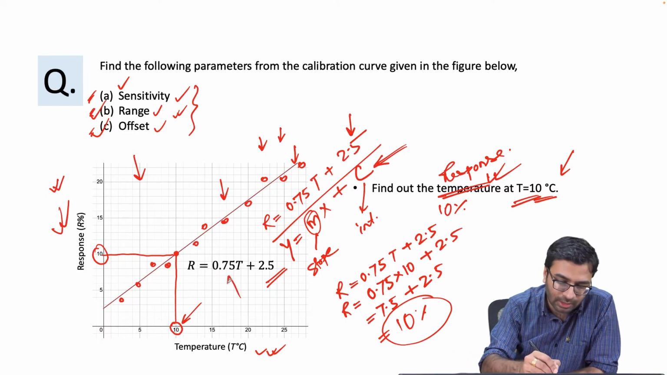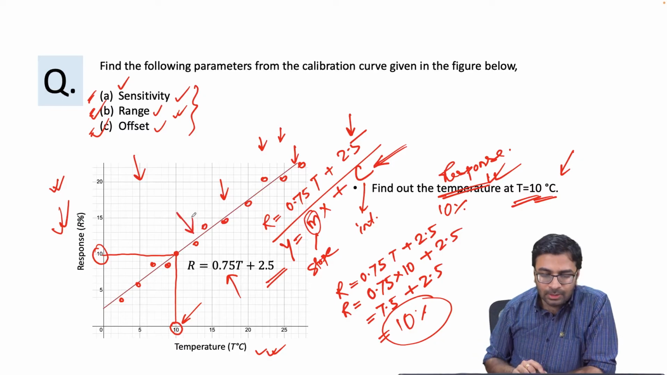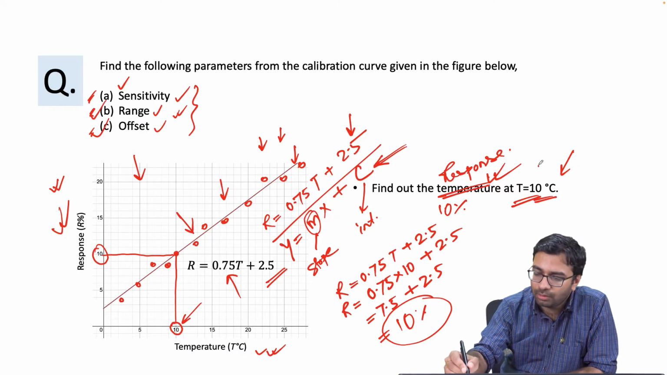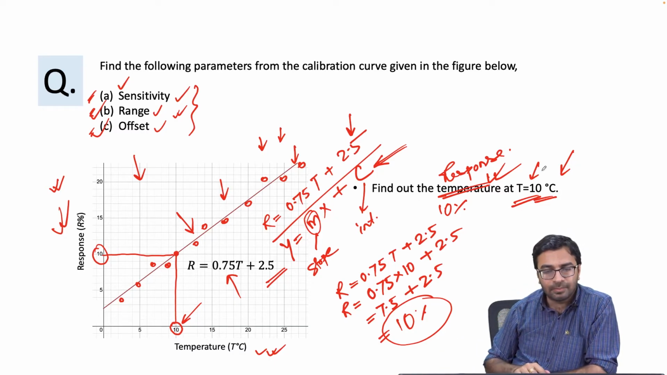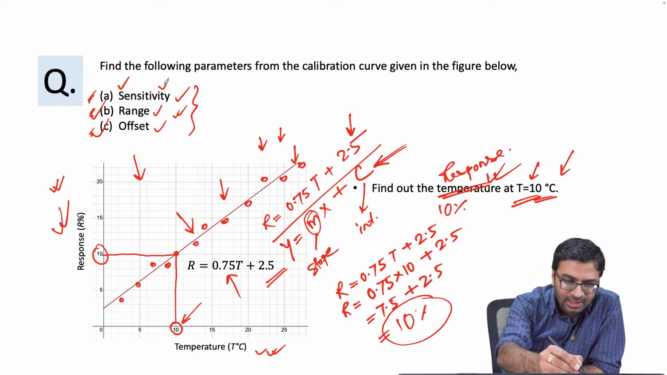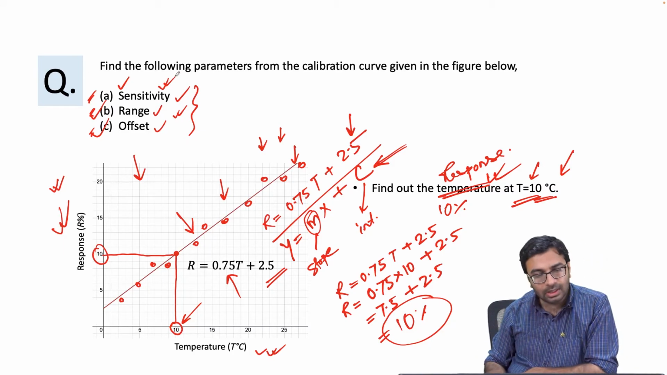So your response at T equal to 10 degrees centigrade is 10%. From the equation as well as from the curve, you will be able to figure out the response of the sensor at T equal to 10 degrees centigrade. Okay. Now let us see what is the sensitivity of this sensor.